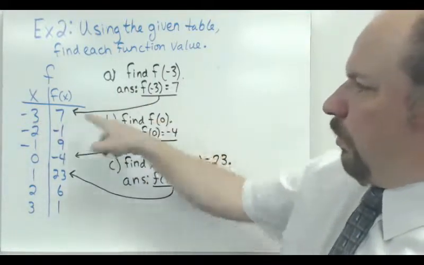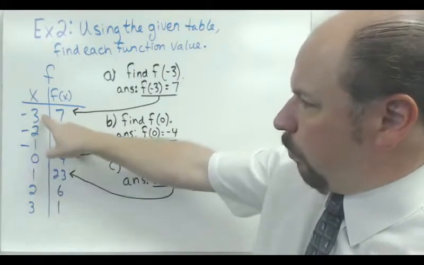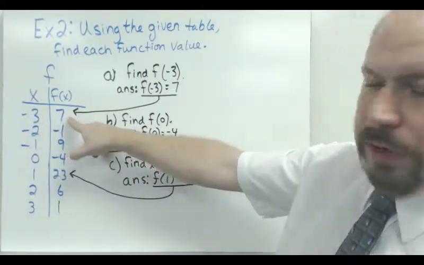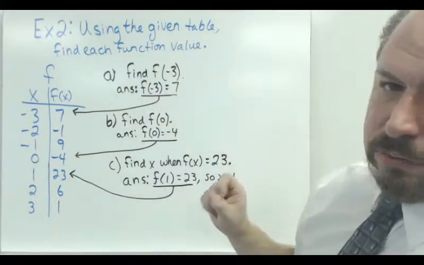So when we're using a table, it's just a matter of looking here, finding which input we're looking for, which in this case is negative 3, and finding the output, which is 7. So our answer: f of negative 3 equals 7.